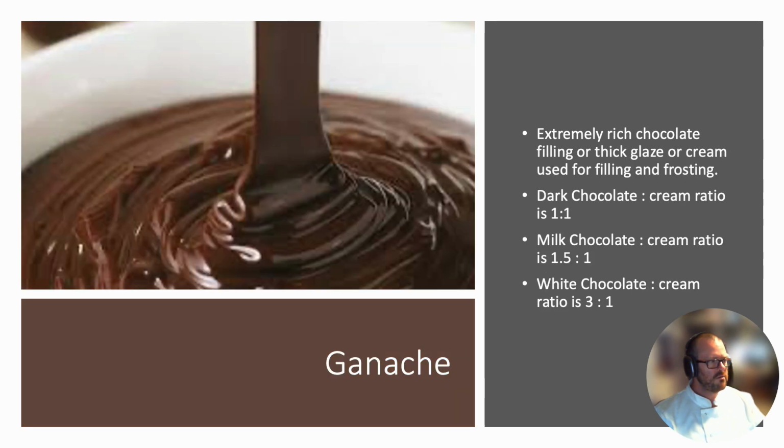Cool. Moving right along. Ganache. Ganache can be used to line the outside of something. It could be used to coat the outside of something. It could be used internally in a chocolate tart. It could be set in a tin and then mixed up and used for piping decorations. Yeah, it's a rich chocolate filling or glaze.